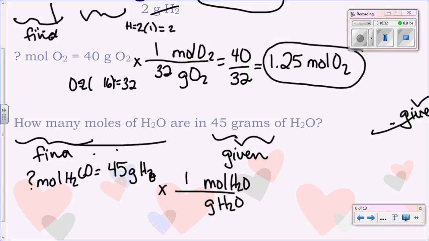Again, it's always 1 mole, and our molar mass of water we calculated a couple slides before, which is 18. Again, how many hydrogen do we have? 2, and they each have the mass of 1, and the mass of 1 oxygen is 16, so 2 plus 16 is 18. Multiply across, 45 times 1 is 45, divided by 18, and your answer is 2.5 moles of water.